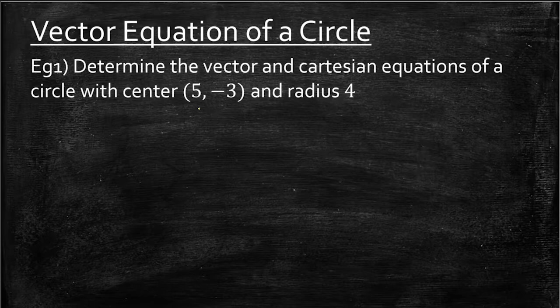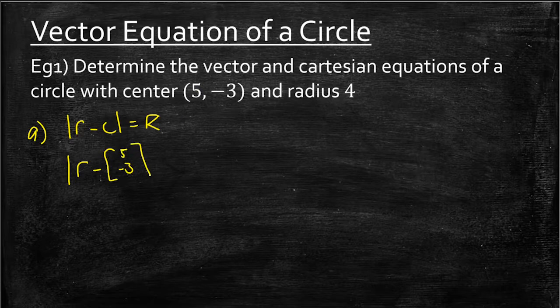Example 1: determine the vector and Cartesian equations of a circle with center (5, -3) and radius 4. Well, we just learned that we can write any equation of a circle like this. So we don't know what r is, but we want to find all the points r where the distance of r to the center, which is at (5, -3), is 4, or a radius of 4. And so that'll give me the circle that I want.